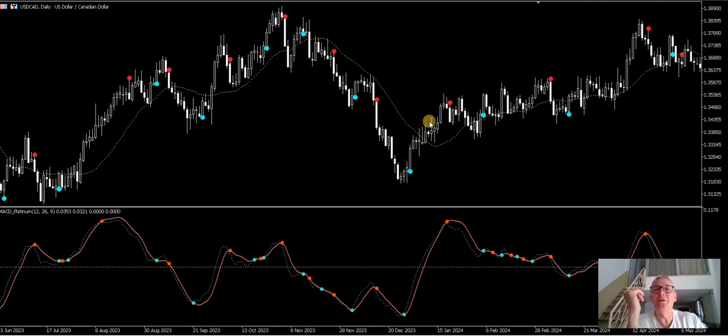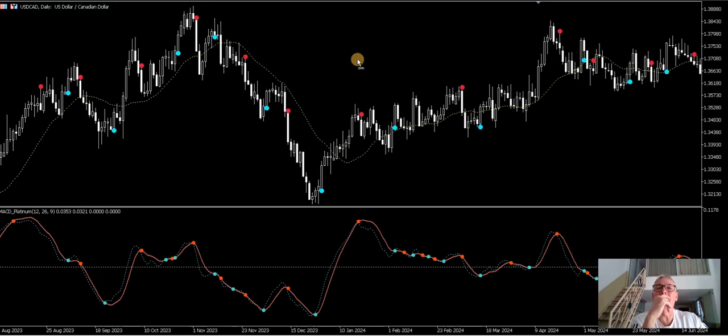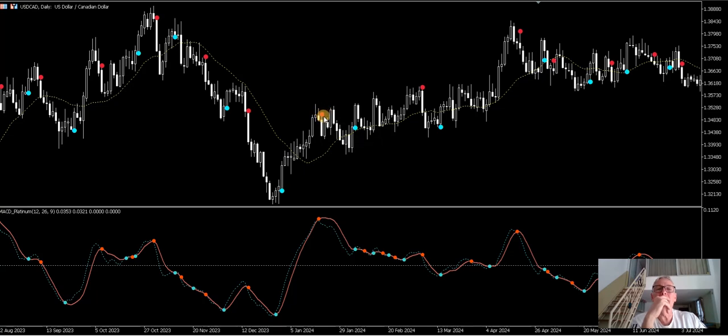And this is the one that'll get you out. I can guarantee you that's enough to get you out in a winner. It's a bit of a pain, but that's the way it is. That's why this pair I don't like trading. It's USD CAD. So here's one here.